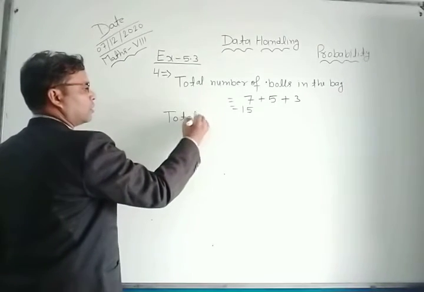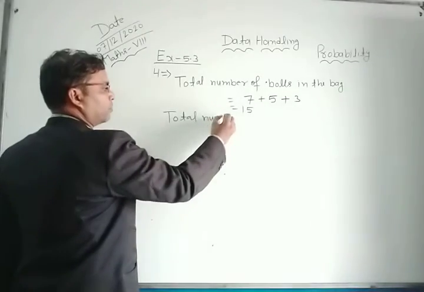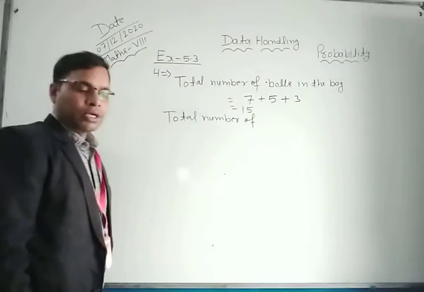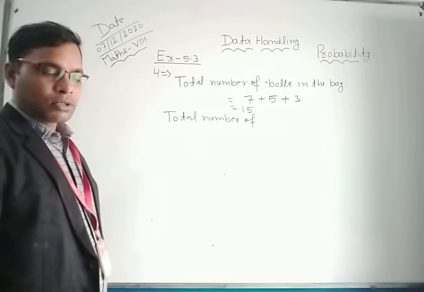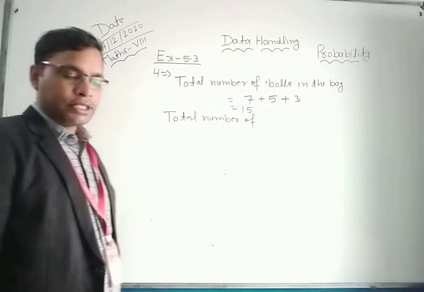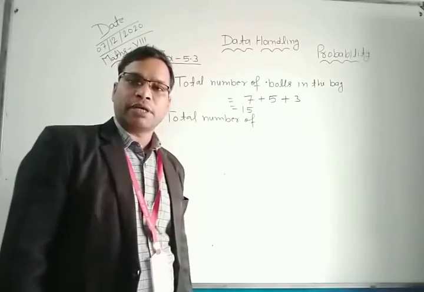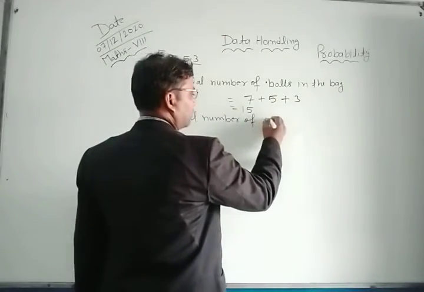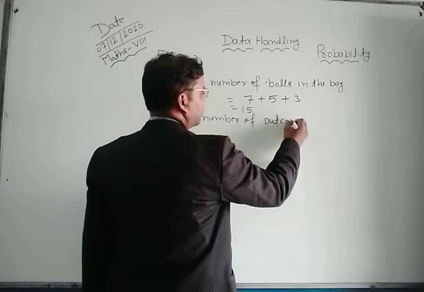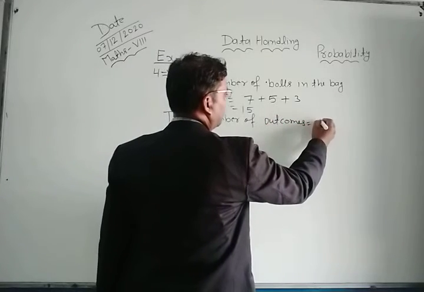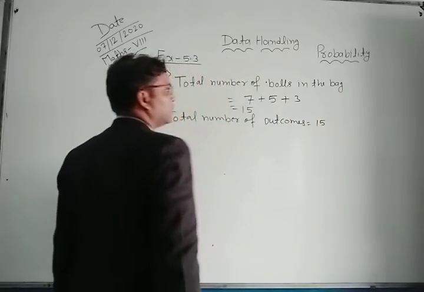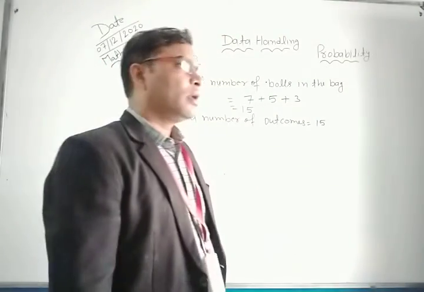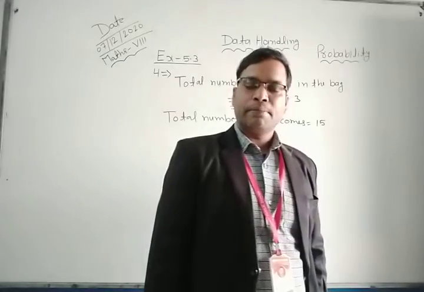So you can write total number of outcomes in this event, or you can say all possible outcomes. Total number of outcomes is equal to the number of balls in the bag. So how many balls in the bag? 15 balls in the bag.